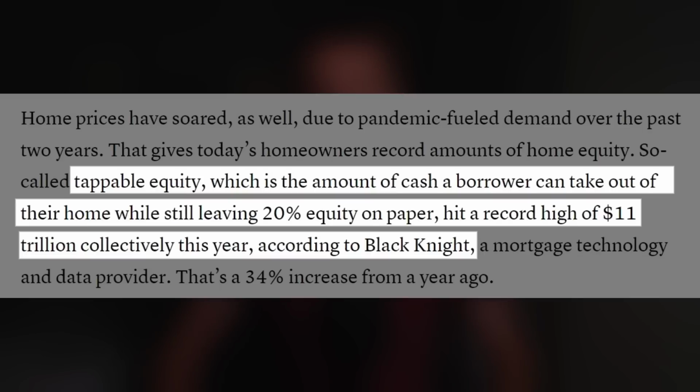Contrast this to the run-up in prices which we've seen in the housing market today. According to Black Knight, tappable equity, being the amount of cash a borrower can take out of their home while still leaving 20% equity on paper, hit a record high of $11 trillion collectively this year. In other words, homeowners own a lot more of the value of their homes than what we've seen historically.